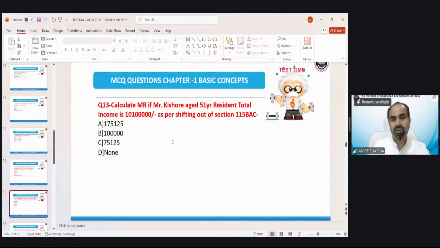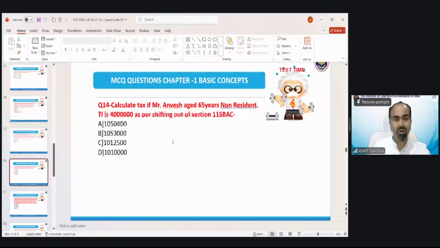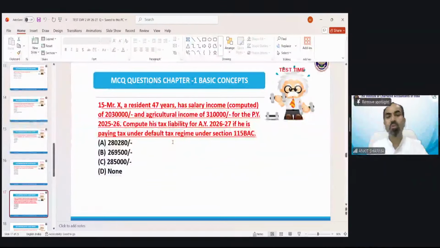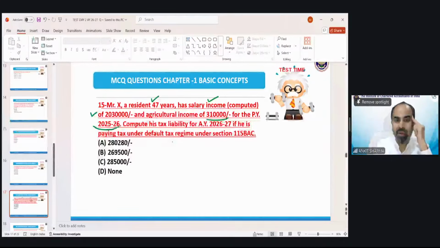MCQ number 13, exactly same we have discussed. This is 14th. Shifting to question number 15, I want to discuss with you. That is with integration of agricultural income with non-agricultural income. So Mr. X, a resident of 47 years, has salary income of 20 lakh 30,000 and agricultural income of 3 lakh 10,000 for previous year 25-26. Compute his tax liability for assessment year 26-27 if he is paying tax under default tax regime.